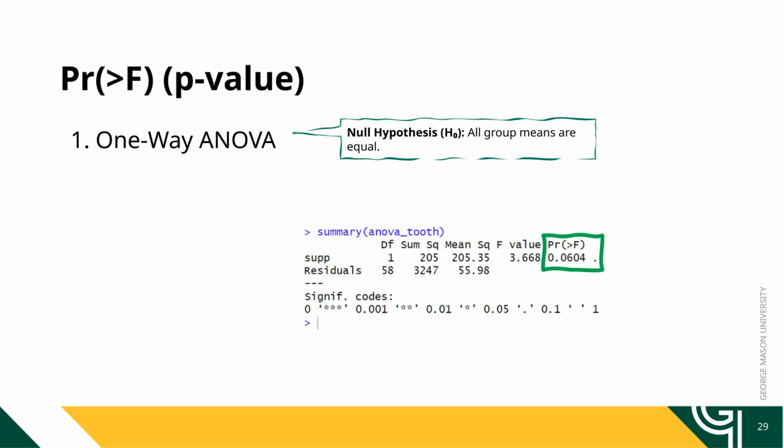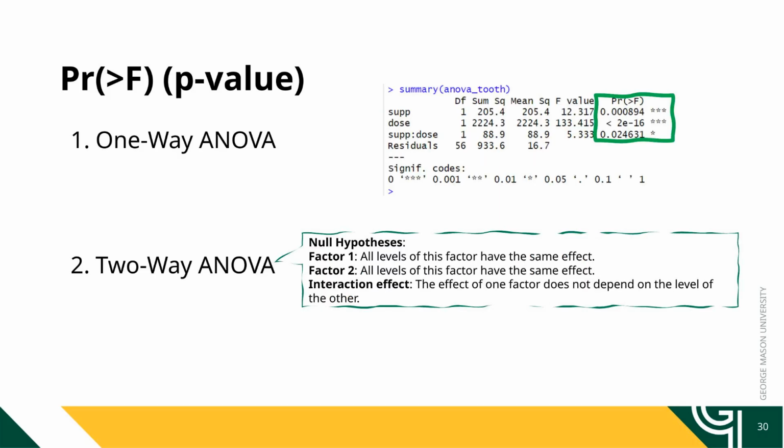This indicates that while no significant difference is detected, the result is close, suggesting a potential weak effect that may be relevant in certain contexts. In a two-way ANOVA, you assess the main effects of two factors and their interaction, each yielding its own p-value. If any p-value is below 0.05, you reject the corresponding null hypothesis, indicating significance.